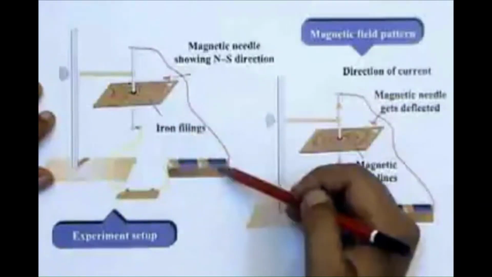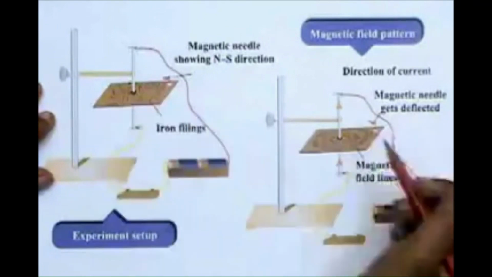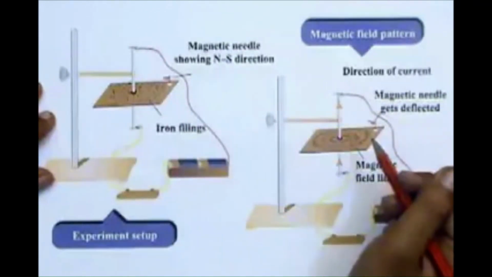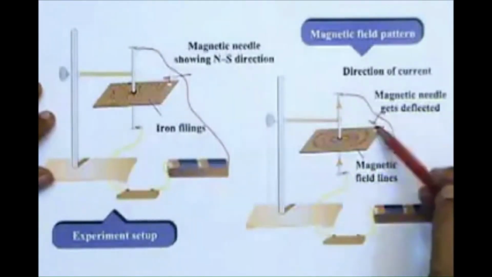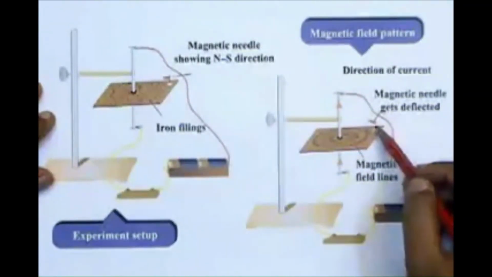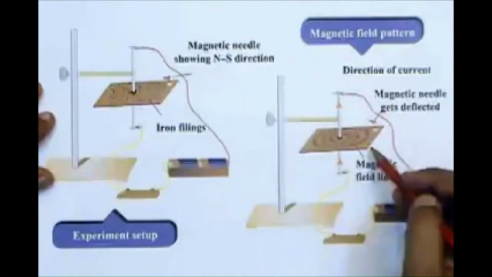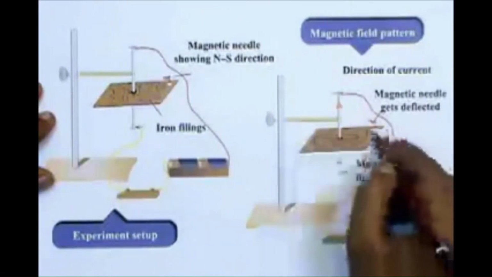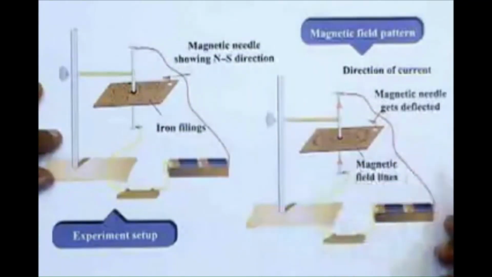When the current is allowed to pass through it in a given direction, the iron filings adjust themselves according to the field line. As we can see here, the magnetic needle also shows a deflection which is tangential to one of these loops. The magnetic compass gives us the direction, whether the loop is clockwise or anti-clockwise, and the iron filings tell us that indeed the magnetic field lines along a straight current carrying wire will be circular.